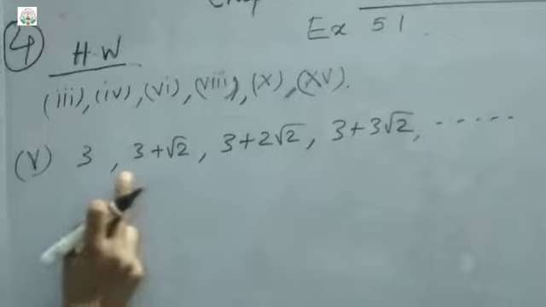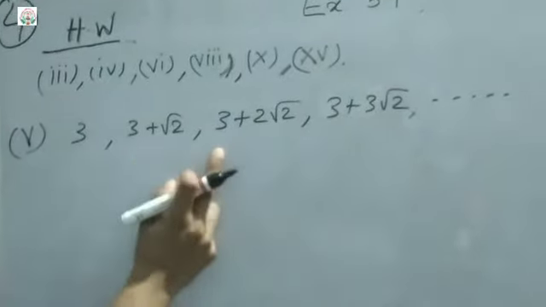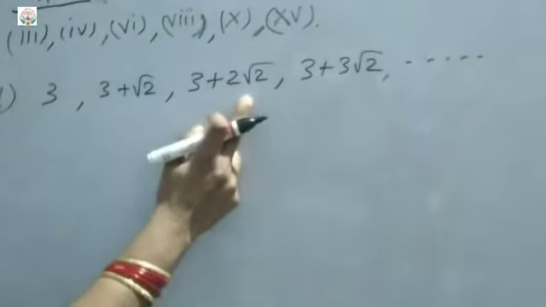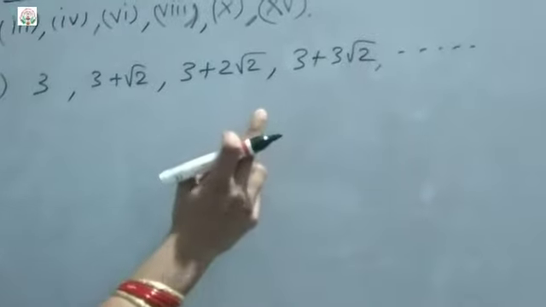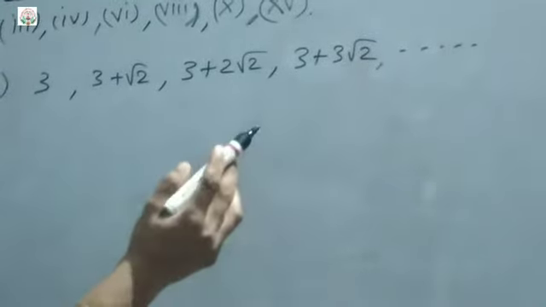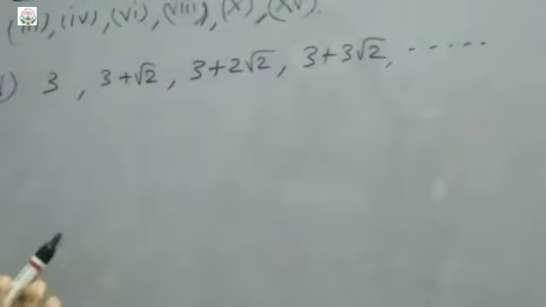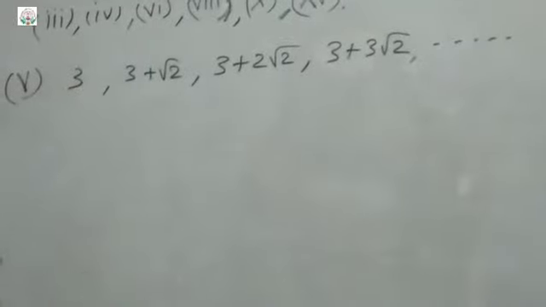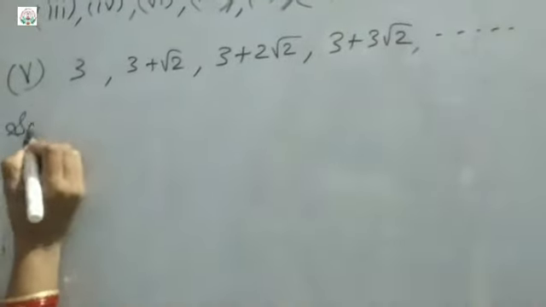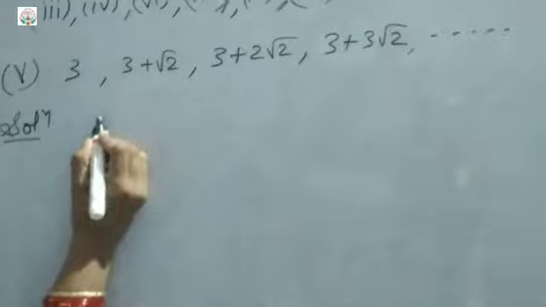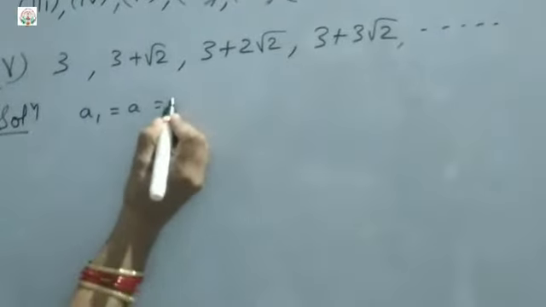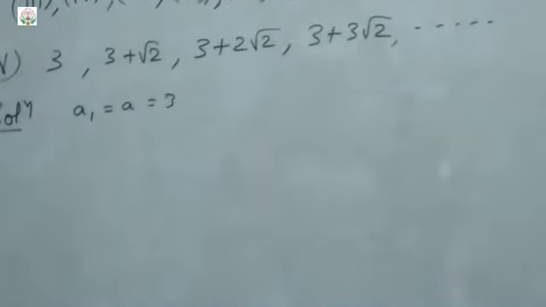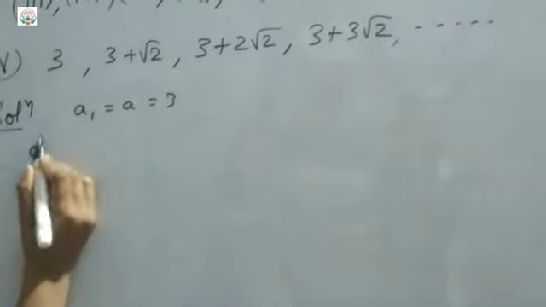Okay, the fifth one is 3 plus root 2, 3 plus 2 root 2, 3 plus 3 root 2, and so on. The dots mean it is an infinite AP. You have to check whether it is an AP or not. AP means the common difference must be the same. So you can write here, first A1 equals 3. The first term is 3.